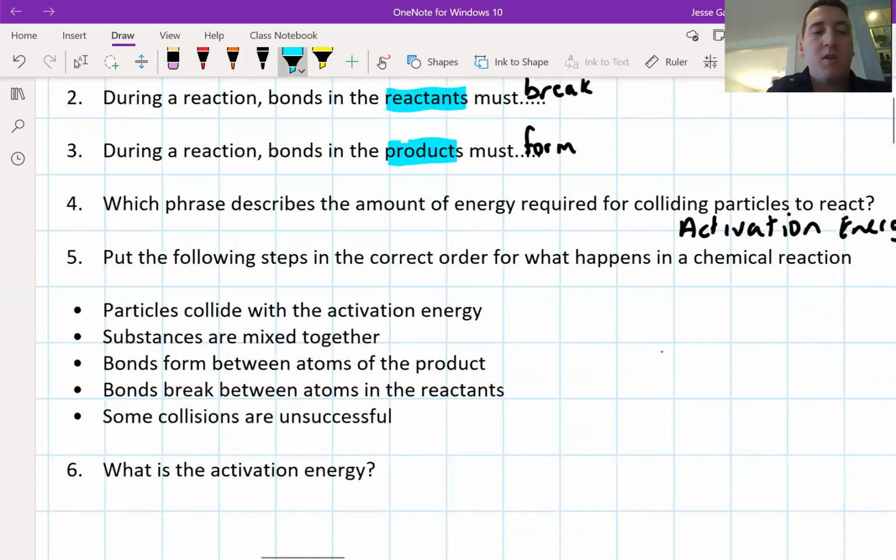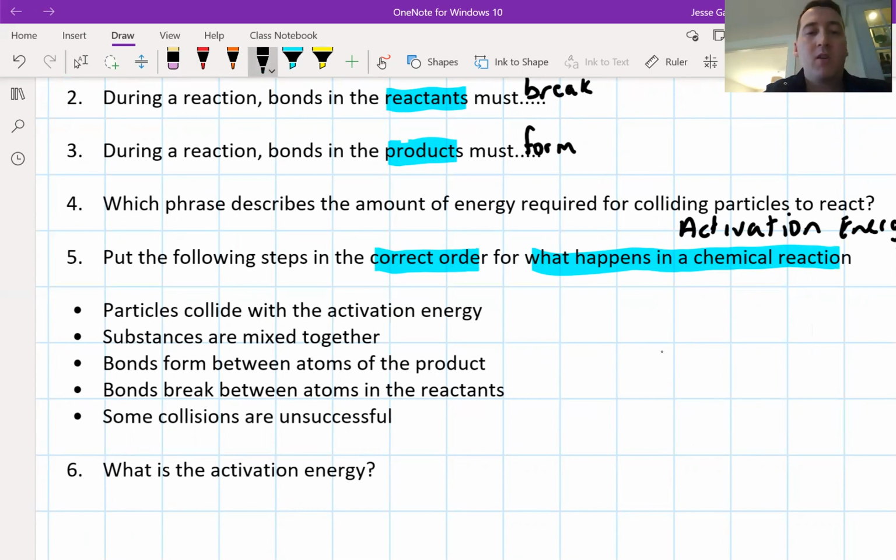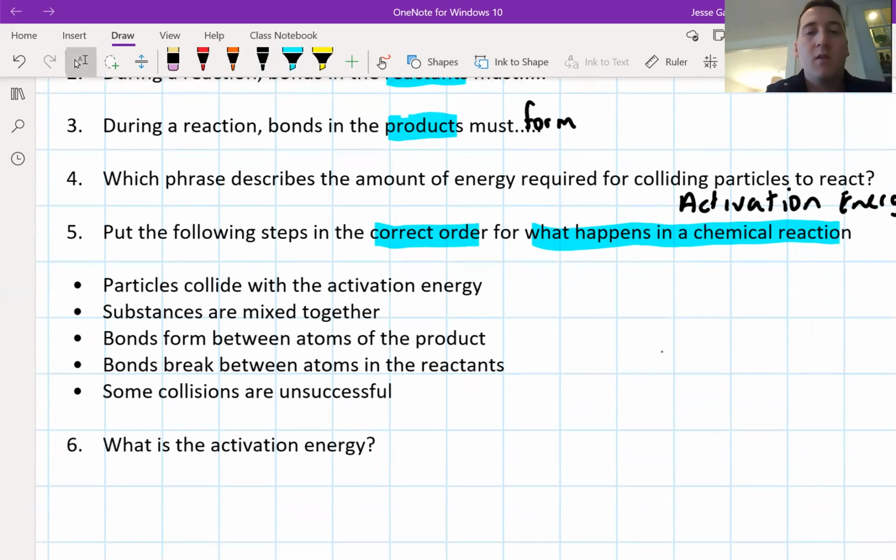Right, number 5. In this one, you have to put the following steps in the correct order for what happens in a chemical reaction. Now, what you should do is write them out in the correct order. Don't just write A, B, C, and D, or 1, 2, 3, and 4. Actually write them out, because you're practicing the steps of what's happening, and that's going to help you to learn it better. So pause the video and answer number 5 and answer number 6 as well.